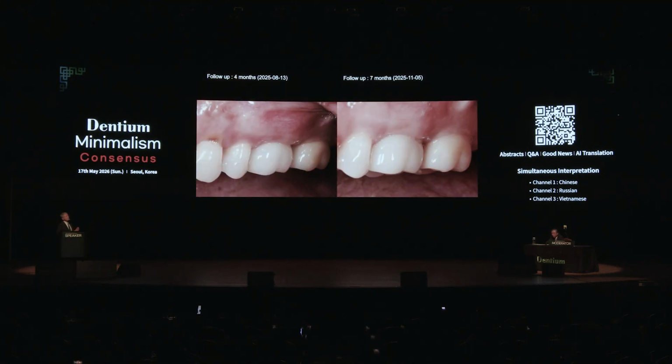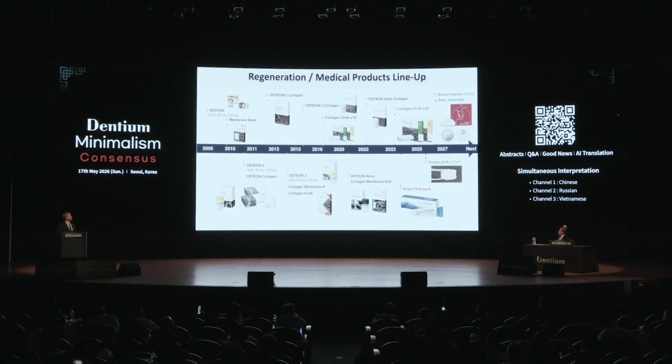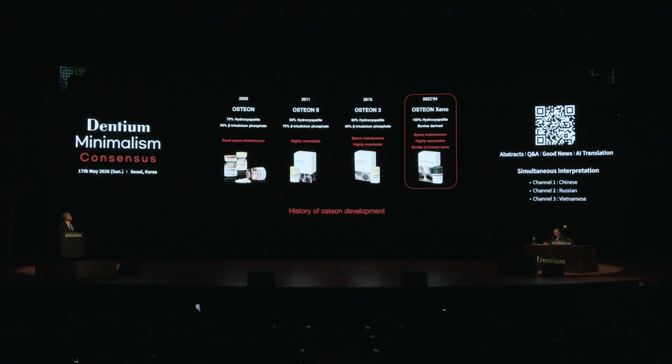So the collagen graft has some effectiveness for the soft tissue thickness, and that is sometimes very effective in very thin gingiva or interproximal areas. So this is a history of the development from the particulate bone to the collagen membrane, and recently we have also launched resorbable packs named Bright Oral Packs. And this is a history of the bone graft materials.